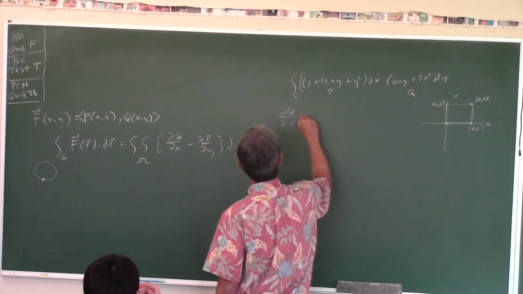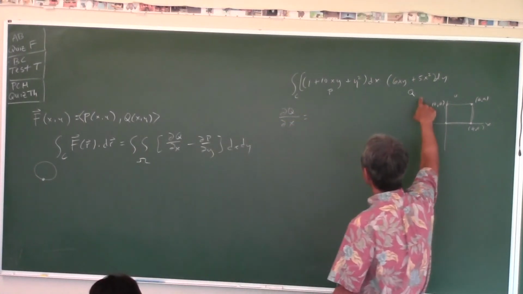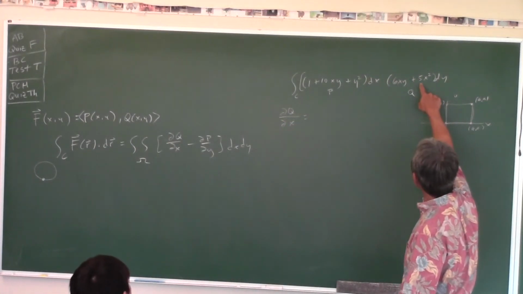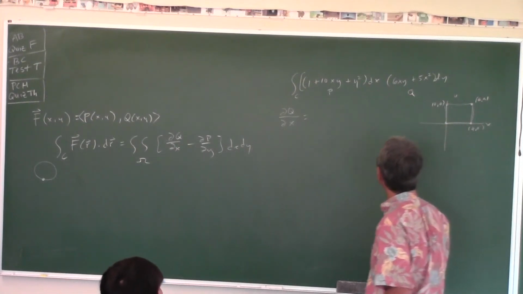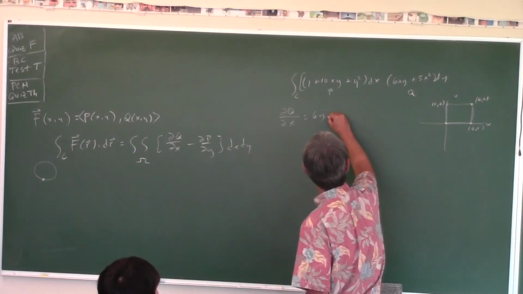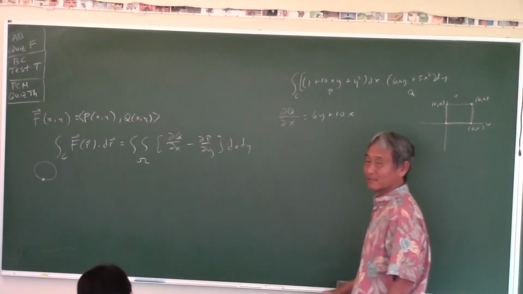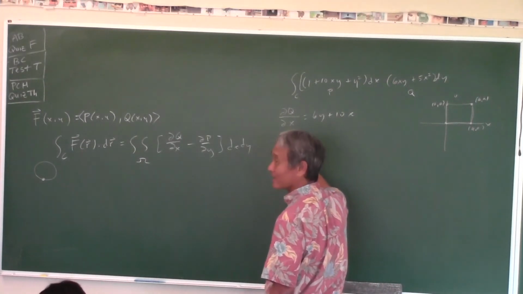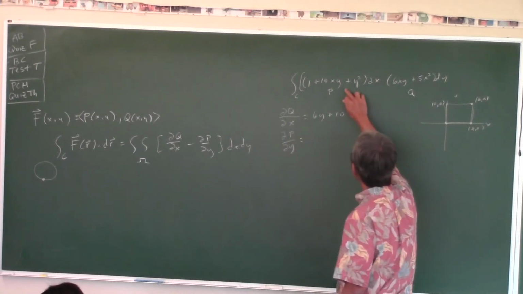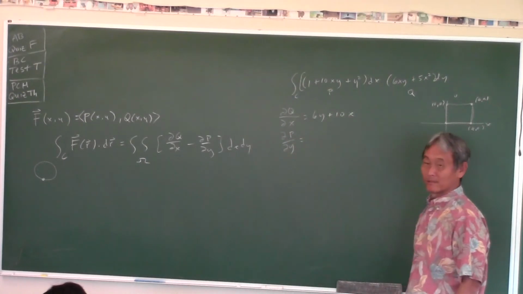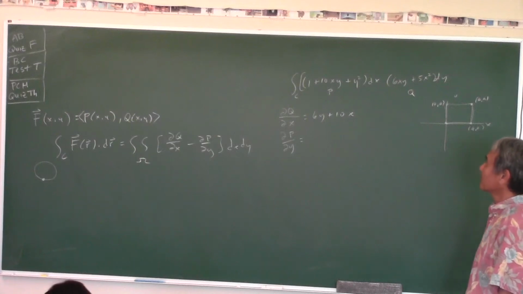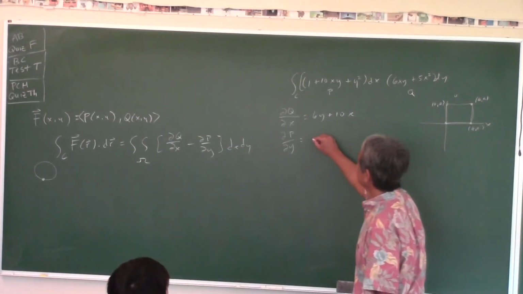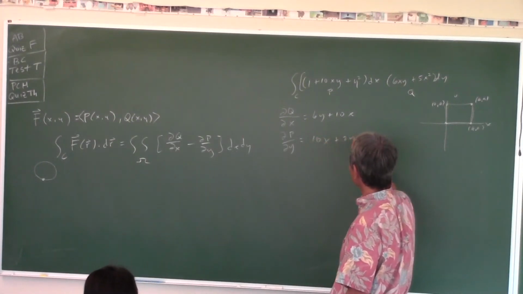What's the partial of Q with respect to x? Now this is P and this is Q, yeah? What's the partial of this one with respect to x? 6y plus 10x. Everybody got that? It's easy. What's the partial of P with respect to y? What's the partial of this one with respect to y? 10x plus 2y. Everybody agree?